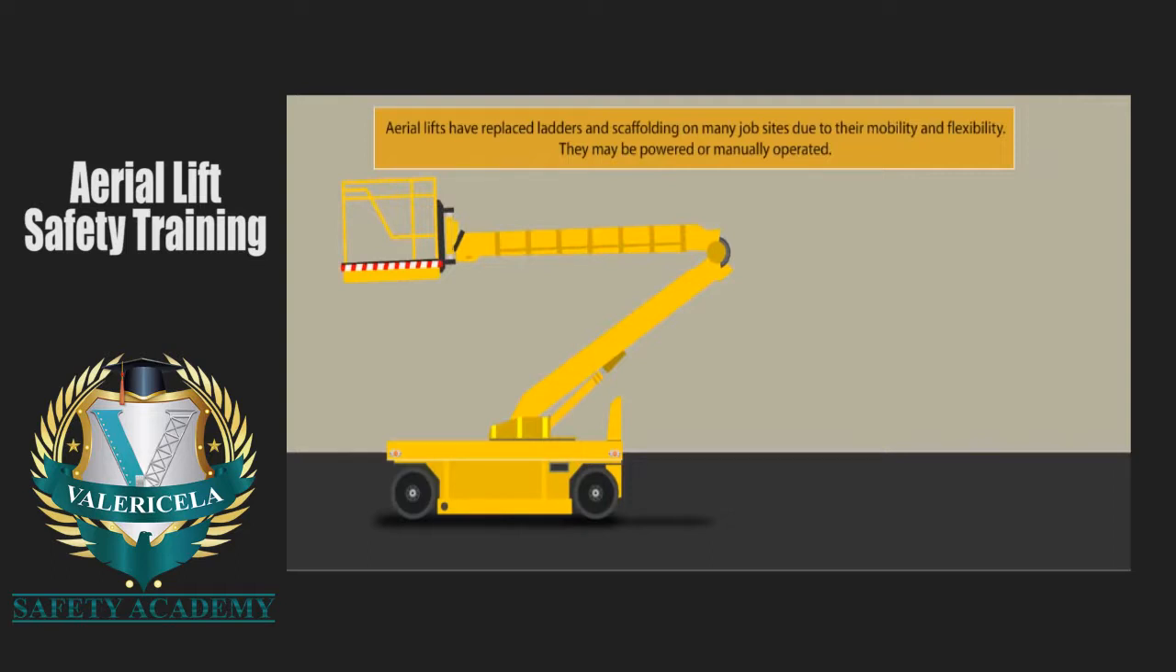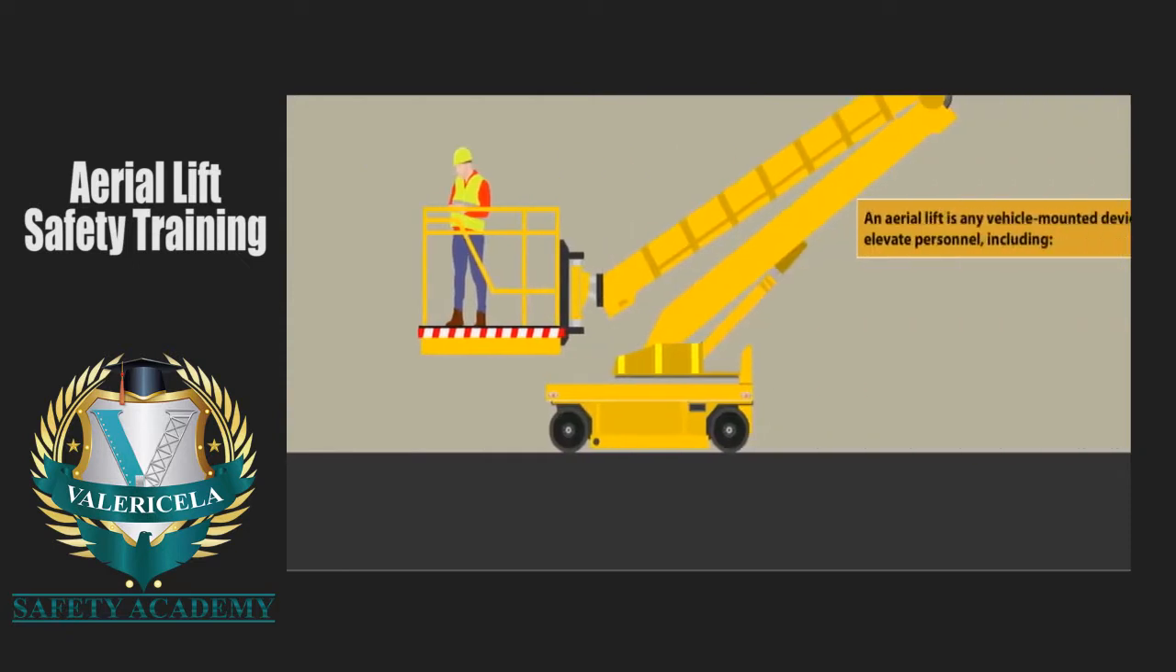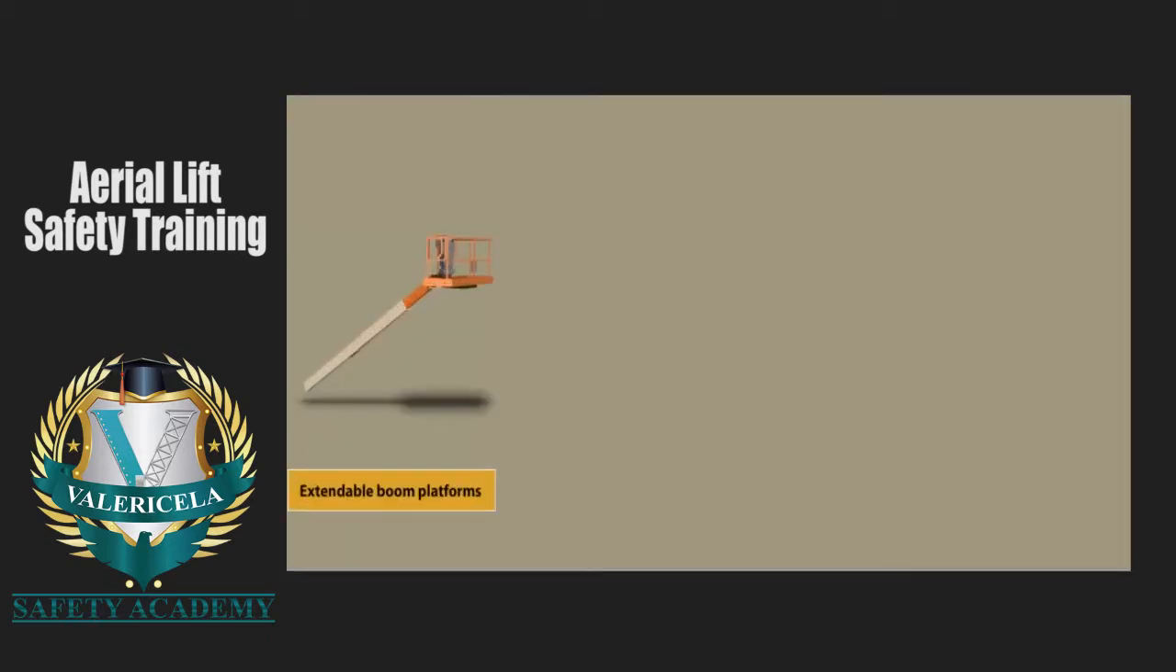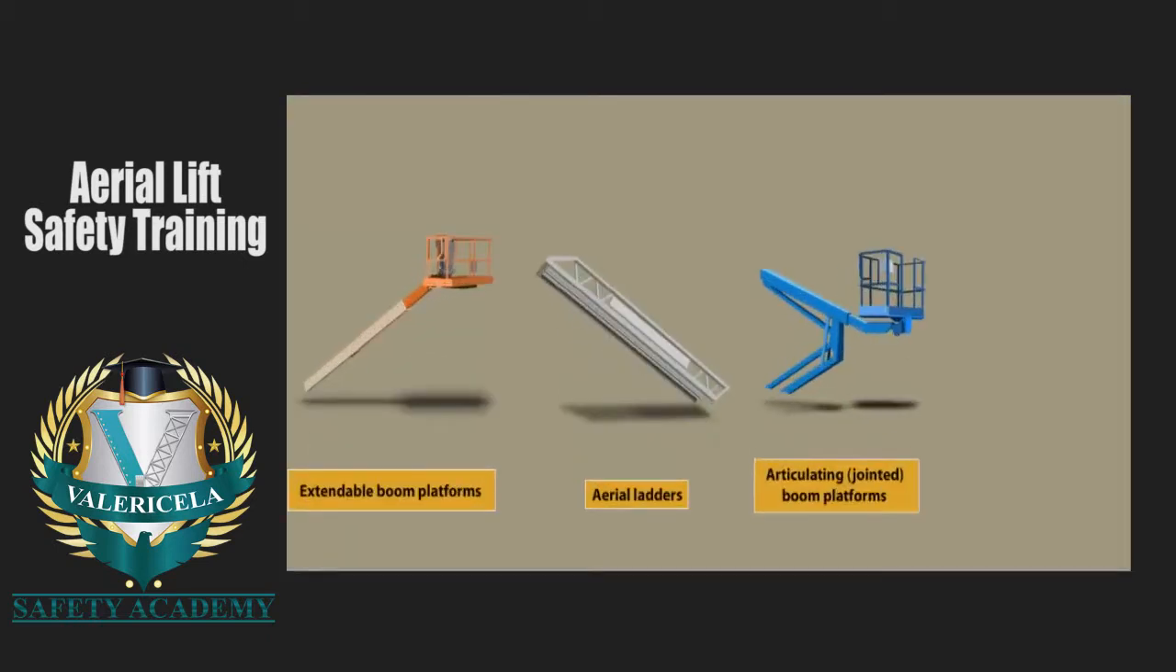They may be powered or manually operated. An aerial lift is any vehicle-mounted device used to elevate personnel, including extendable boom platforms, aerial ladders, articulating, jointed boom platforms, vertical towers, and any combination.